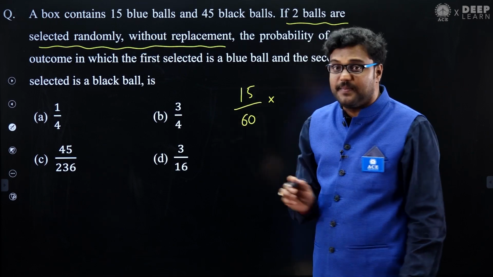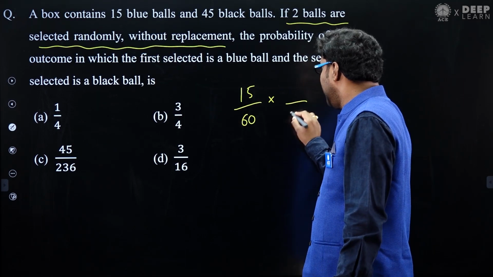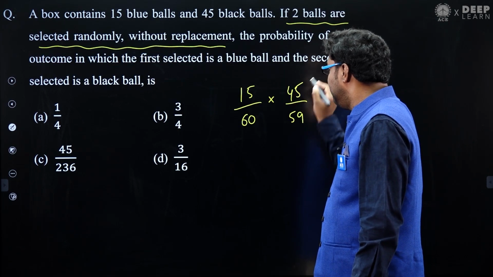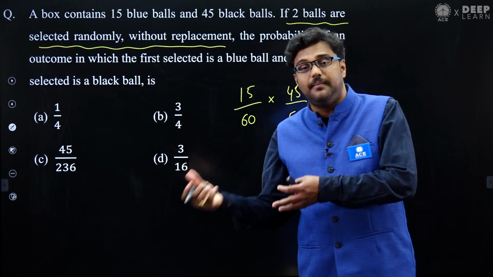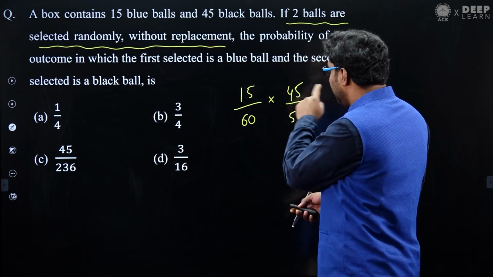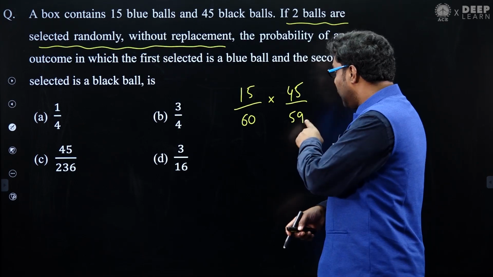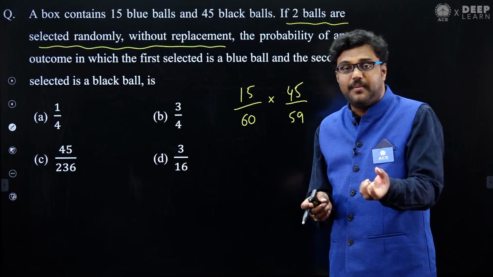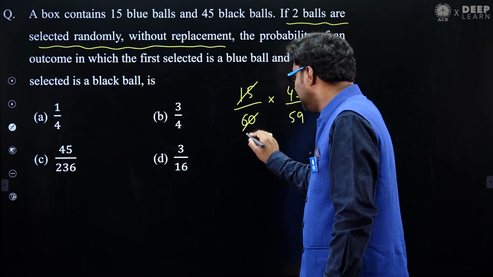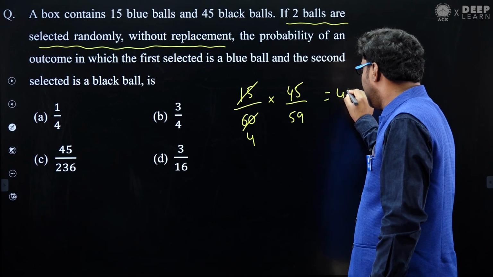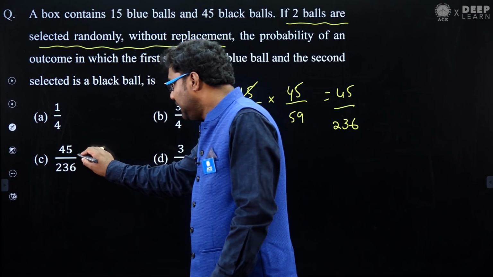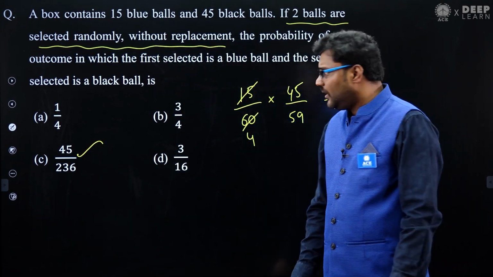Now without replacement, total is now 59. How many black ball chances? 45. Black balls are not reduced. You have taken 1 ball, right? That is the blue ball. So 45 chances is there for a black ball out of 59. Why 59? Yes, 1 ball is already taken. Now if you just calculate, this is 4 times, so 45 divided by 236. So we can say option C is correct, right?